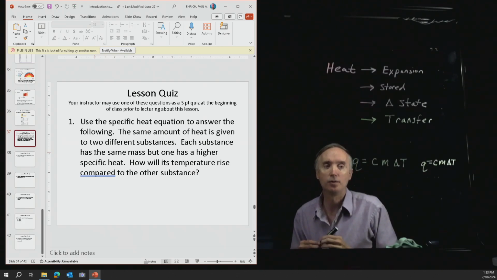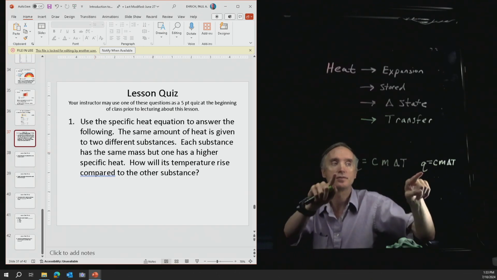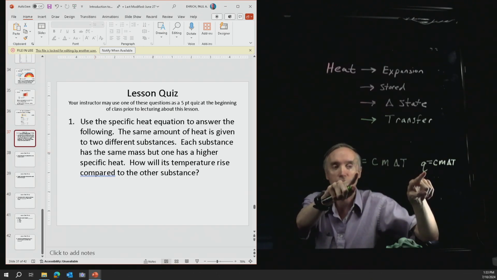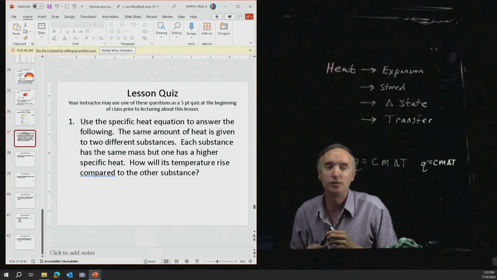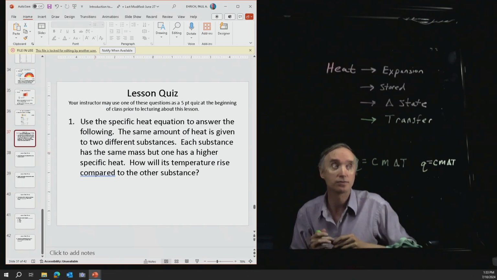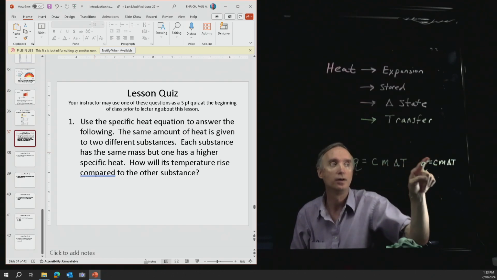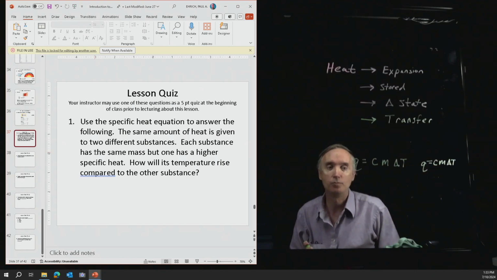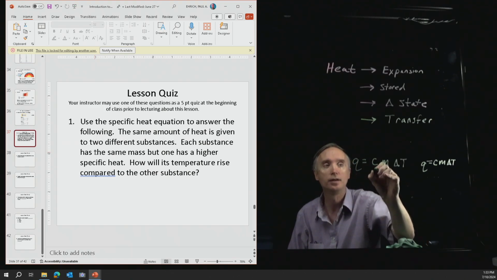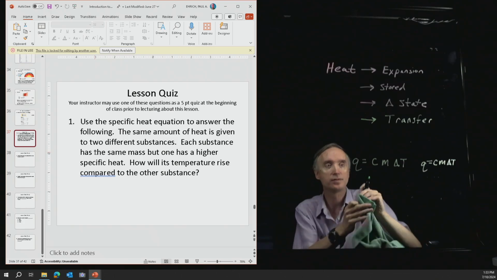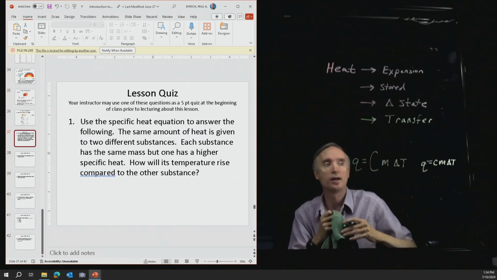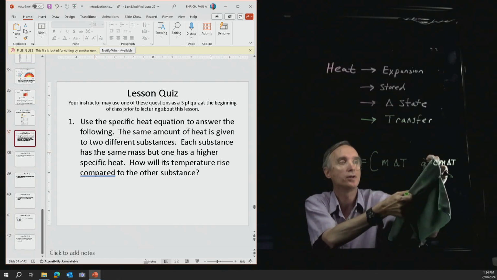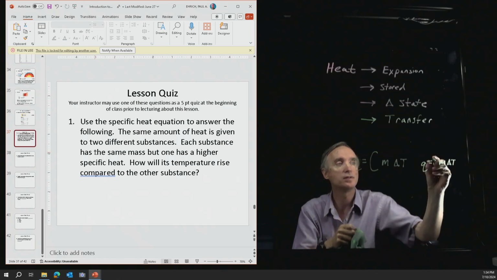It says the same amount of heat is given to two substances, so that would mean that these two Q's are the same, so they'll be the same size, for example. And then each substance has the same mass, so notice the two M's are the same size. Okay, but one has a higher specific heat. So let's say that this one, instead of writing it as C, like this, let's put a big C. Okay, and then this one over here is going to be a small c.